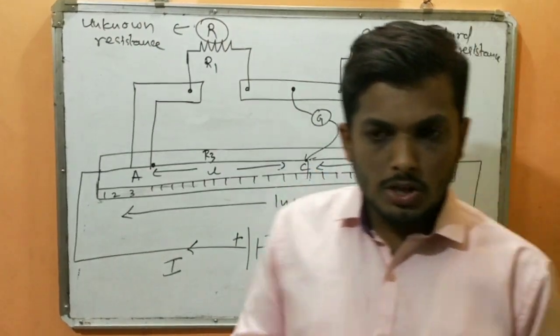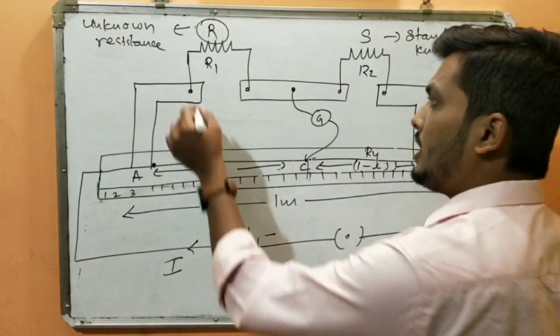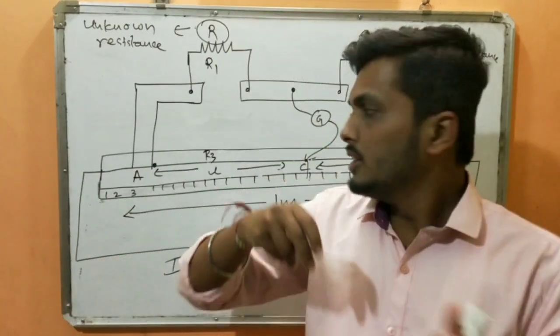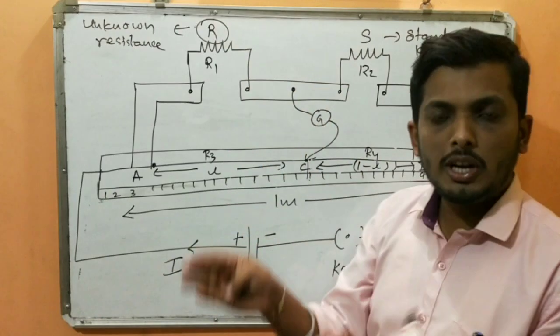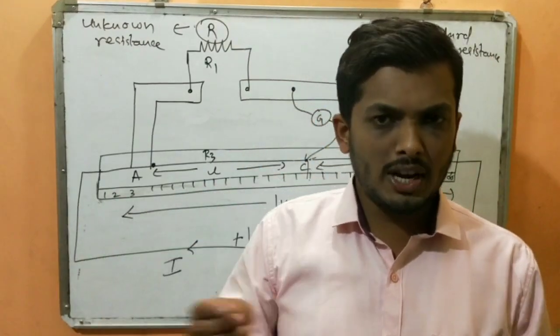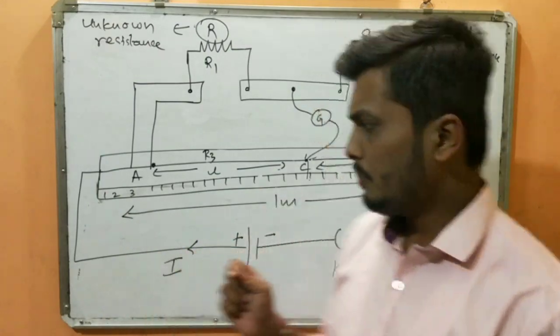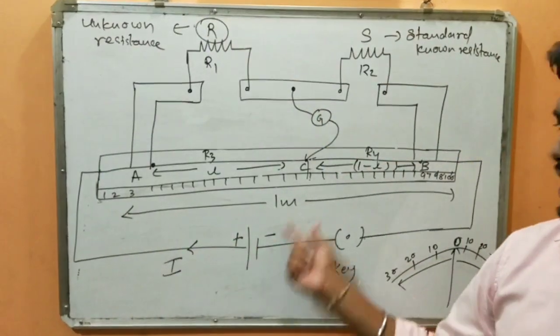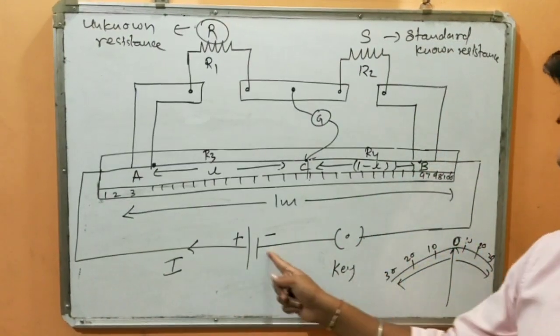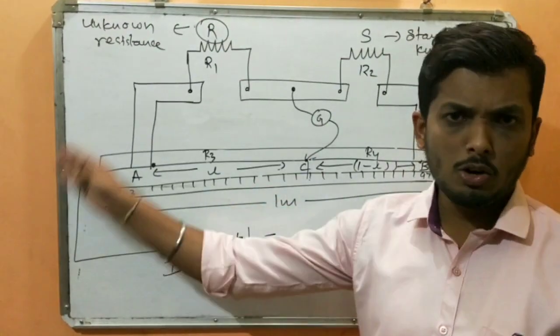Now on that there are plates, and on those plates there are terminals. This is actually the 2D diagram. The plates have terminals so that I can easily connect with the help of wire. Now connect end A with battery positive, end B with plug key and battery negative. Allow the current to flow.